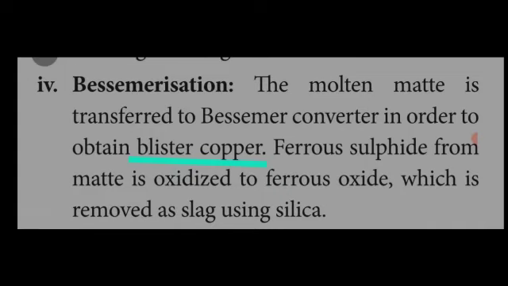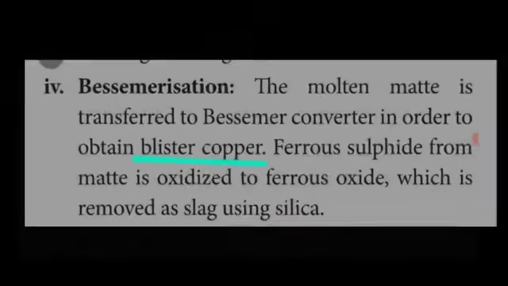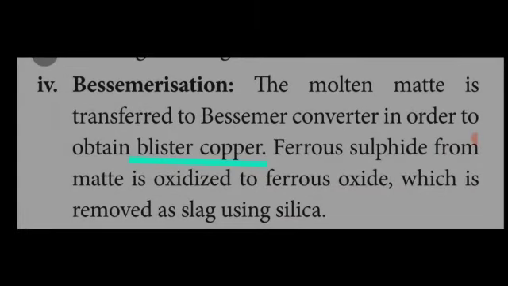Already we know the third step product contains sulphide of iron and sulphide of copper. The sulphide of iron is ferrous sulphide. The ferrous sulphide from matte is oxidized to ferrous oxide, which is removed as slag using silica. The ferrous oxide is one of the slag, that is, impurities. These impurities are removed using silica as slag.